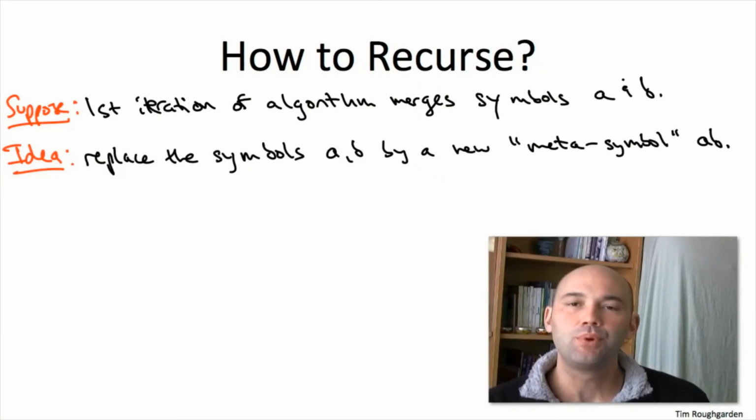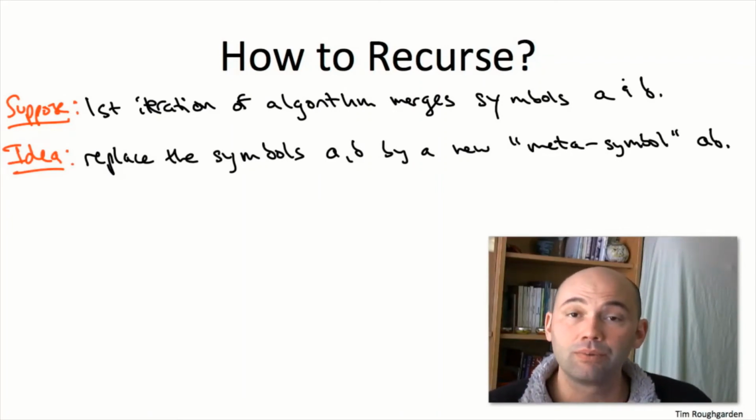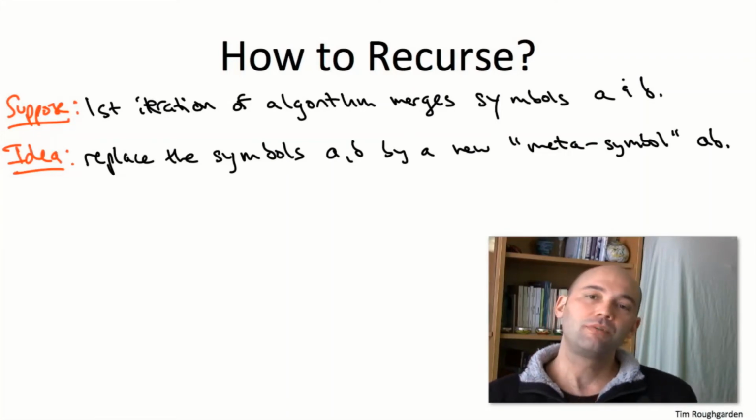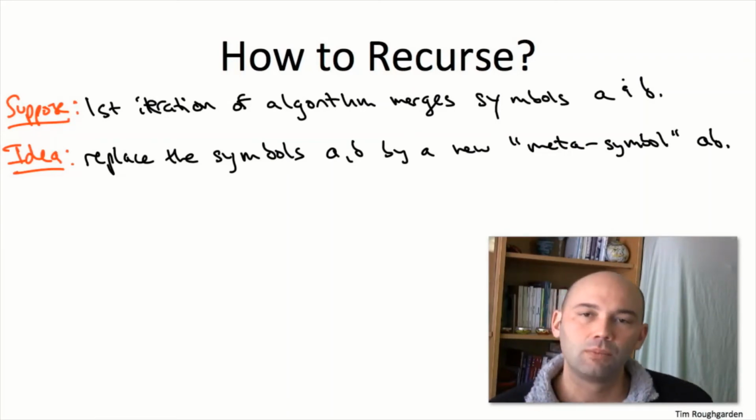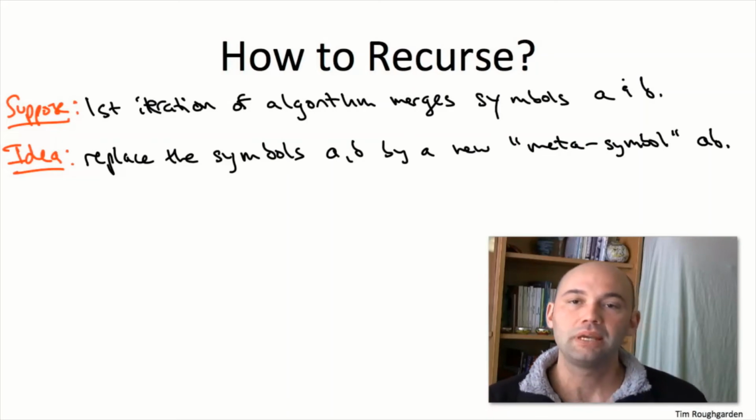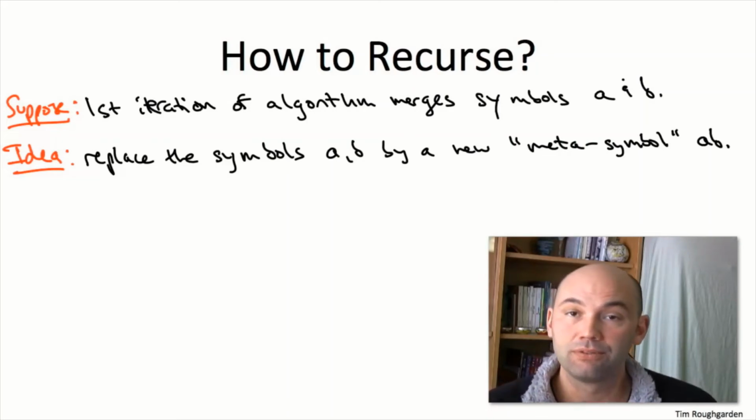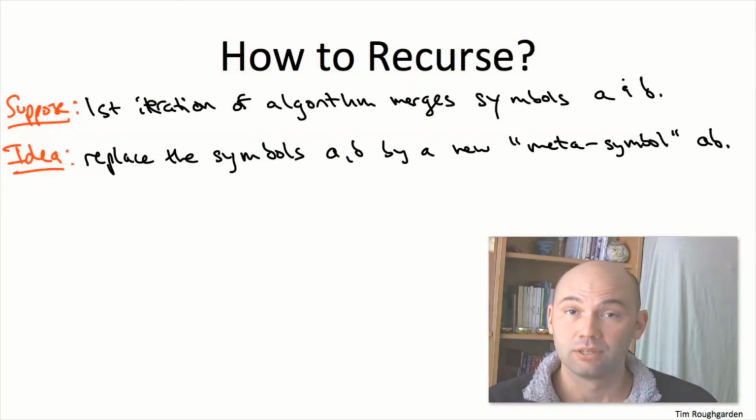But remember, the input to the computational problem that we're studying is not just an alphabet, but also frequencies of each of the symbols of that alphabet. So my question for you is, when we introduce this new meta symbol AB, what should be the frequency that we define for this meta symbol?